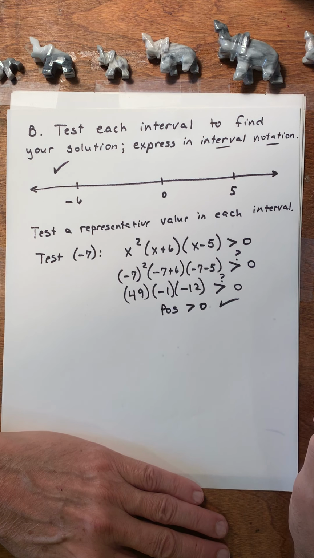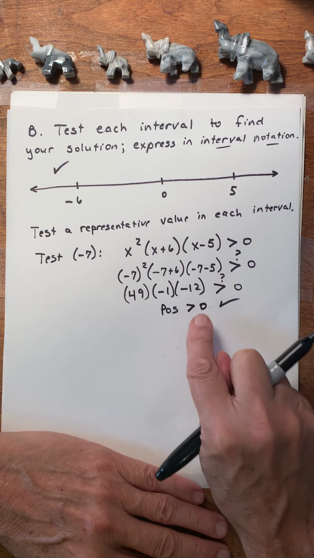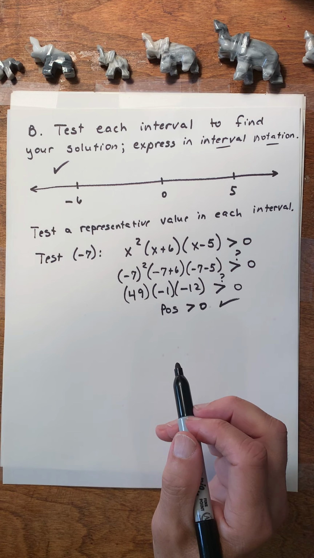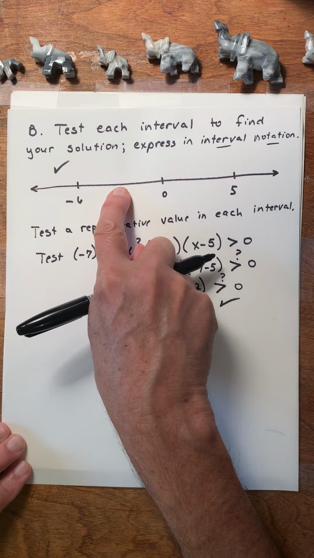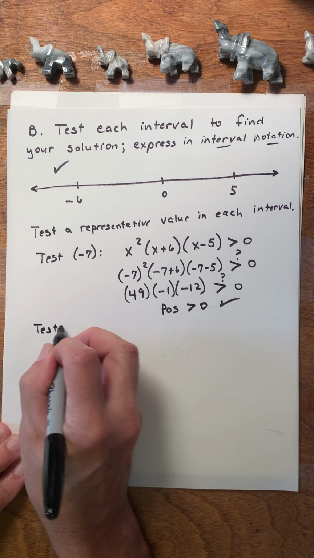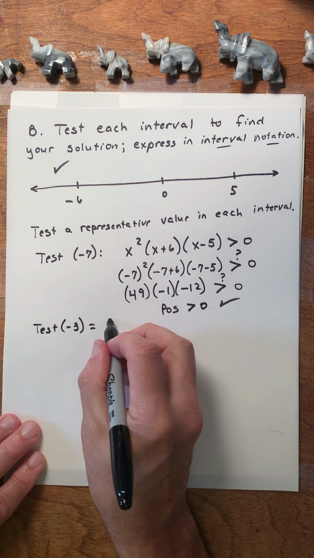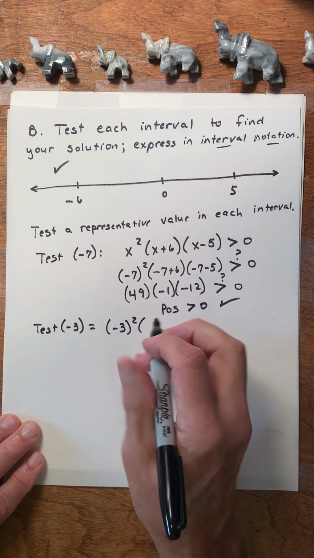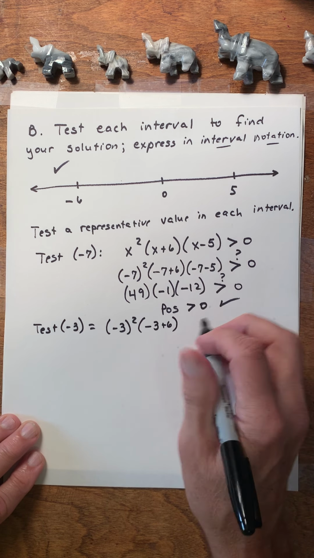This section checks out. You see what we did? We picked one number in this section. If I get a true statement, the whole section is good. All right, let's test something else. Let's test -3 right there. That means everywhere there's an x, I'm going to put a -3. -3 plus 6, -3 minus 5.